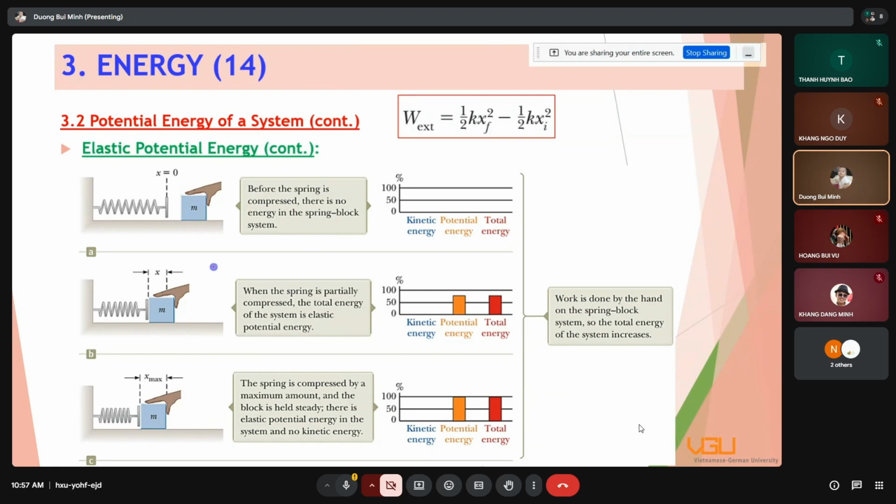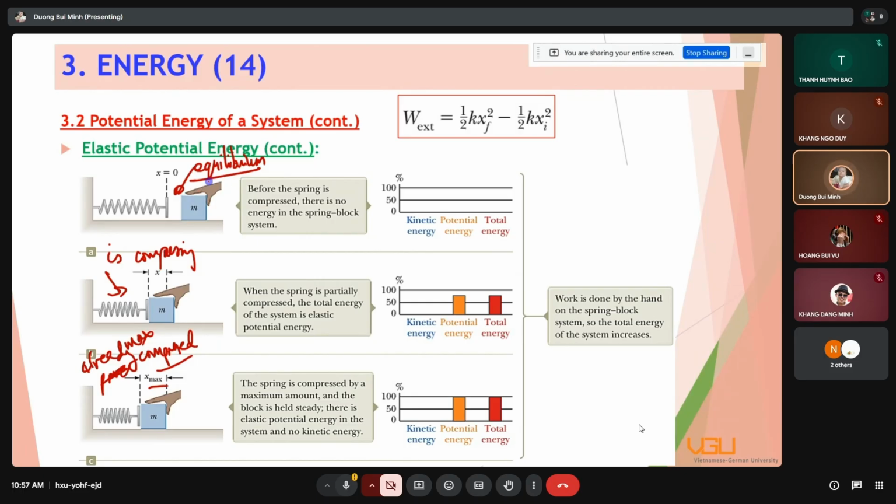For example, we have the system. This is equilibrium. This one is easy compresses, and this one is already compressed, or we say it's max compress. You get X max, right? Do you read me? Yeah.